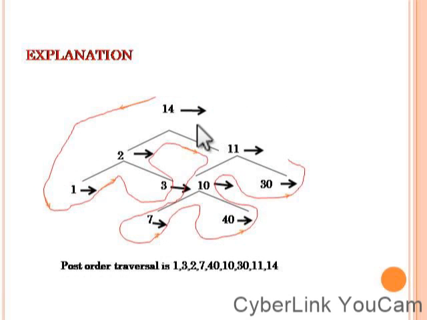Here, for the postorder traversal, we write the arrow on the right-hand side. Then we touch the arrow on the right-hand side: 1, 3, then 3, then we touch the arrow 2, then there is no arrow in the middle, then we touch 7, then 40, then 10, then 30, then 11, then 40. Likewise we visit the nodes in postorder traversal.